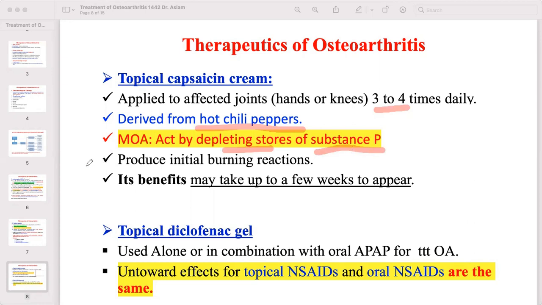As we know, the red chili, when applied to the skin, feels like a burn. Its benefit may take up to a few weeks to appear, not instant.